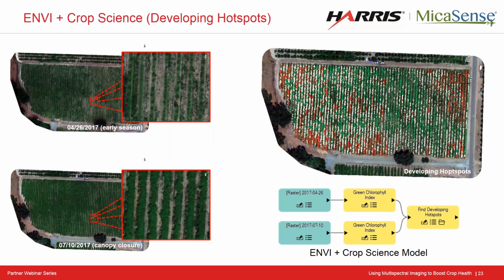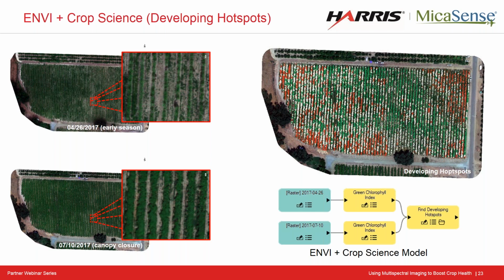So let's take a look. Early in the season, you can see in the upper left-hand portion of this slide, we don't have full canopy closure yet. Our plants are still just developing, getting their leaves on. And then in the bottom portion of this slide, over on the left-hand side, you can see that we have nice canopy closure. Everything's looking nice and healthy.